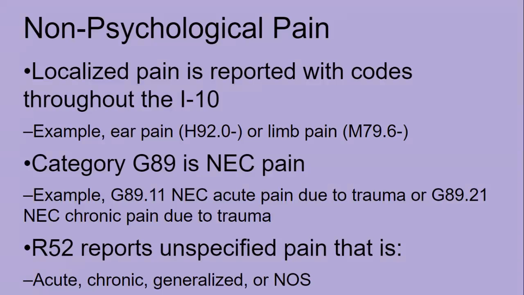Non-psychological pain. Localized pain is reported with codes throughout the ICD-10. For example, ear pain, H92.0, or limb pain, M79.6. Category G89 is NEC, not elsewhere classified pain. For example, G89.11 NEC, acute pain due to trauma, or G89.21 NEC, chronic pain due to trauma. R52 reports unspecified pain that is acute, chronic, generalized, or not otherwise specified.